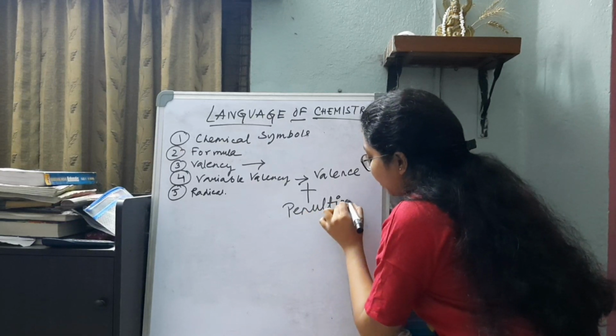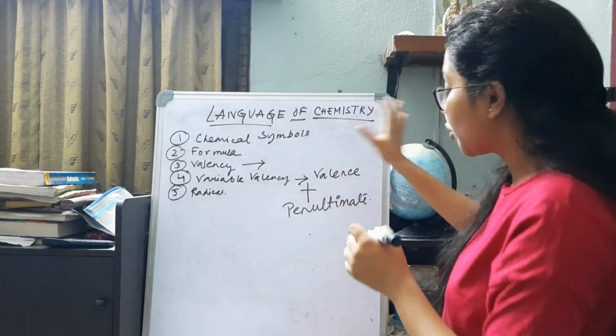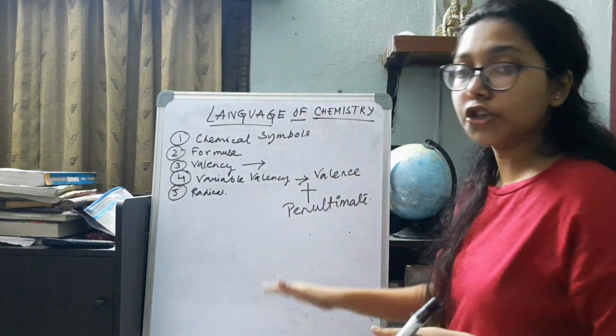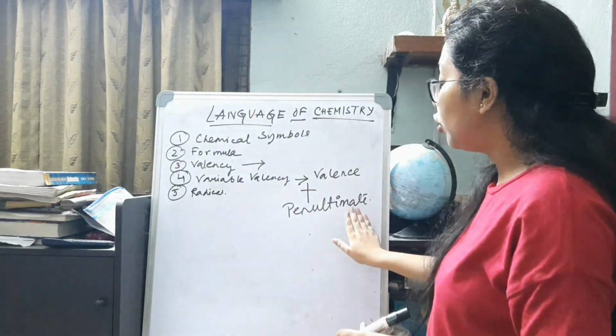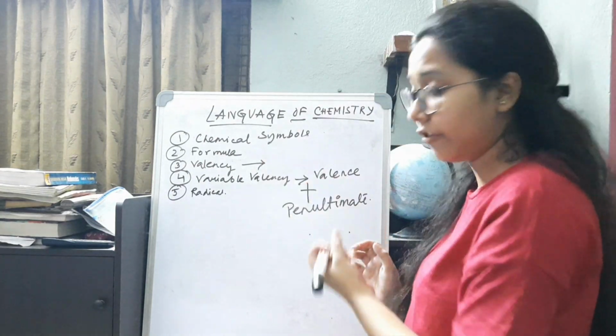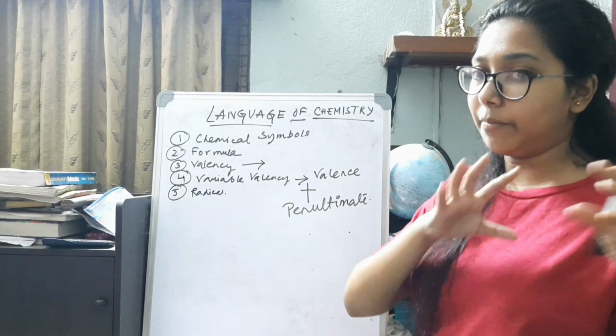Penultimate shell means the shell just before the valence shell. So it will not just lose the valence electrons, but it also has a tendency to lose its penultimate electrons, that is the second last shell electrons. And as a result of this tendency, it results in a variable valency.